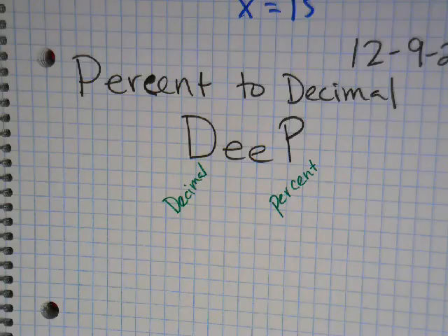So, D for decimal, P for percent. We're going to review this. You did this in 6th grade. You did it with me at the beginning. We're going to tie it together to 7th grade math starting today and tomorrow. Okay.